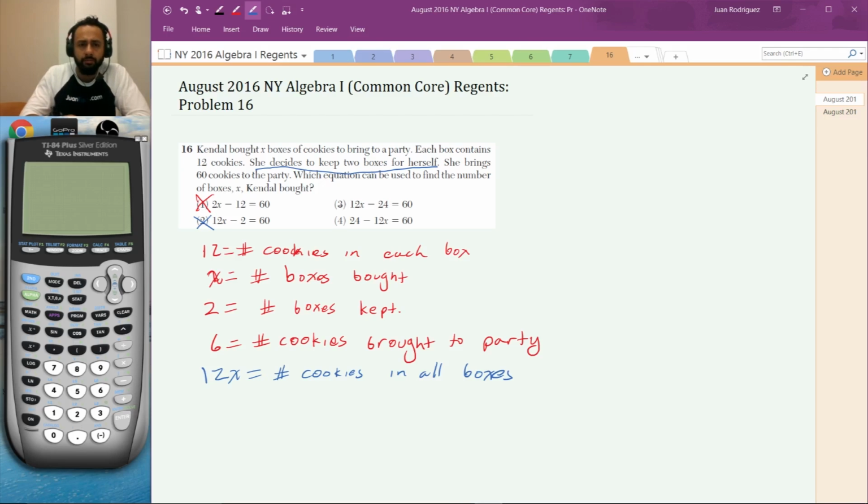So let's look at number 3. 12x minus 24 equals 60. Now this one feels a little bit more right. The number of cookies she bought minus 24. Where does this 24 come from? She decides to keep 2 boxes for herself. So 12 times 2.